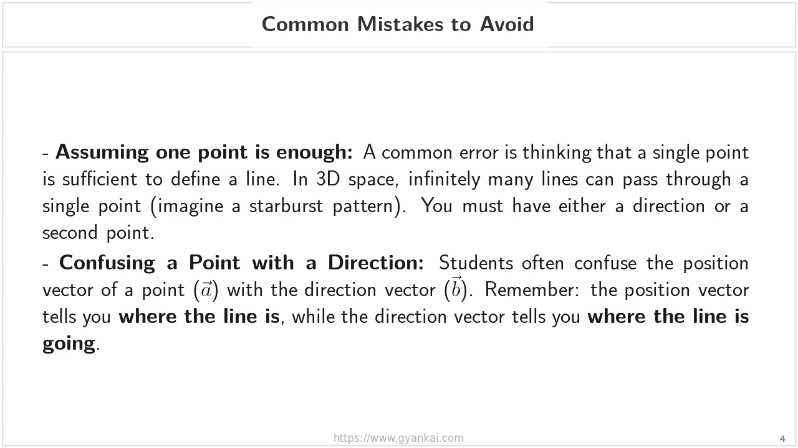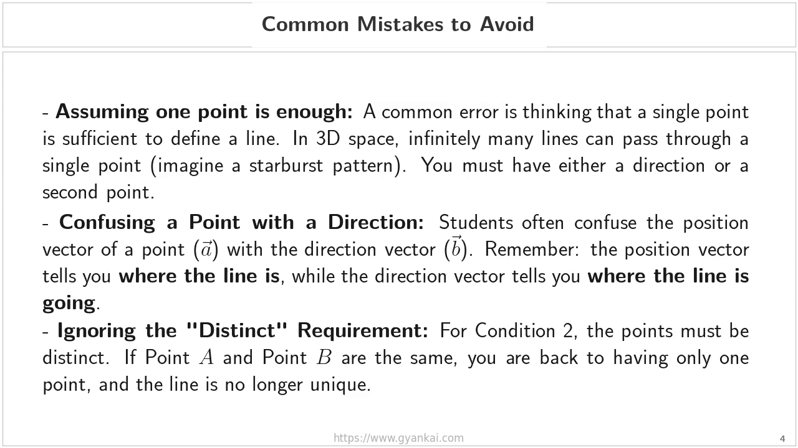Second, a very frequent mistake is confusing a point with a direction. You might find yourself mixing up the position vector of a point, which we call vector A, with the direction vector, which we call vector B. To keep this straight in your mind, try to remember this distinction. The position vector tells you exactly where the line is located in space, acting as your anchor, while the direction vector tells you where the line is going. One is your starting position, and the other is your heading.